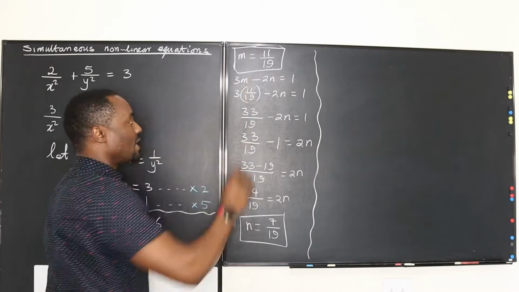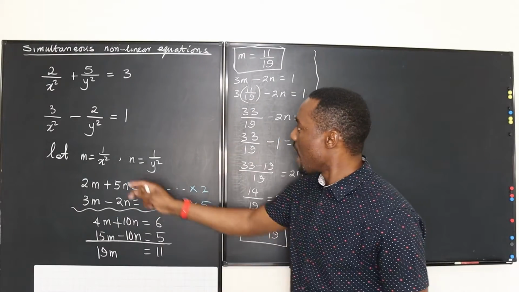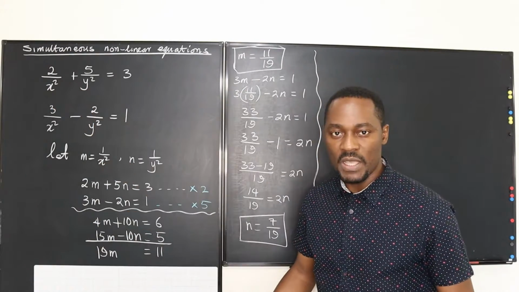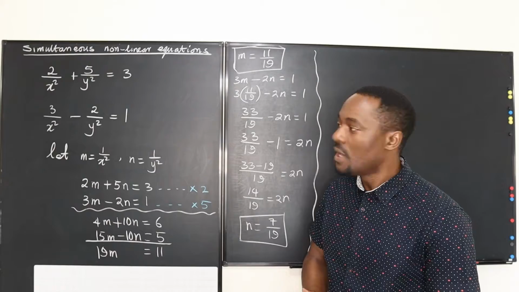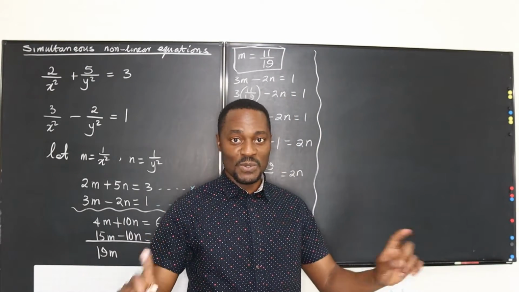Oh, excuse me. So now I know what m is and I know what n is, but that's not the purpose of this video. It is to actually find what x and y will be. So what do you think the solutions will be? Because we have a series of solutions because it's not linear. For linear, you only have one solution each.